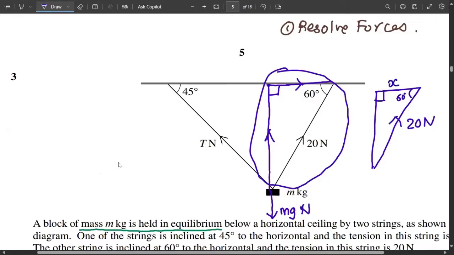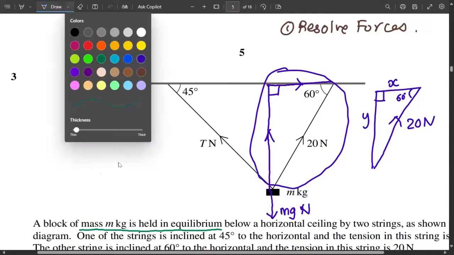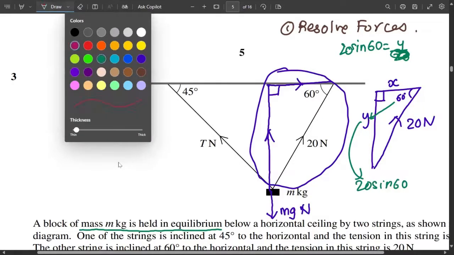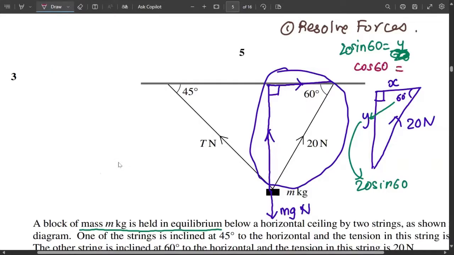So let me label this as X, this as Y. Now what I can do is use sine. This is the opposite side. Sine 60 is equal to y upon 20. So y will be 20 sine 60. And what about x? For x, we'll use cos. So cos 60 is equal to x upon 20. Now this 20 will go up, so x equals 20 cos 60.